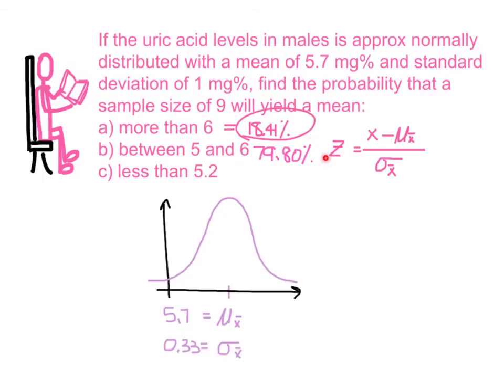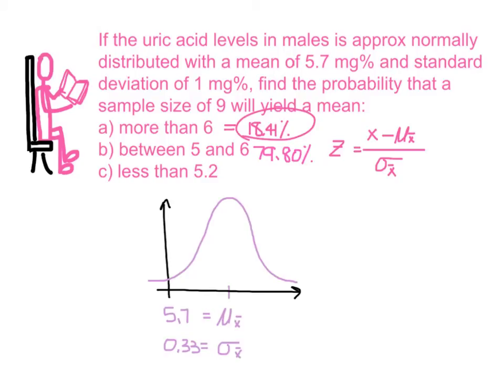I hope if you did it on your own, you got the same value. If not, go see the way that I did it. Now let's do the last one. We want to know the probability of getting a mean of less than 5.2 when we have a sample size of 9 and these values here. Go ahead and try it yourself, and then pause it, and I'll be right here.